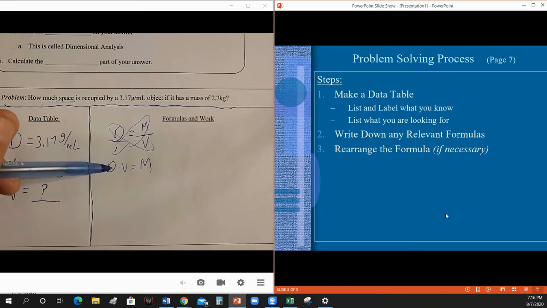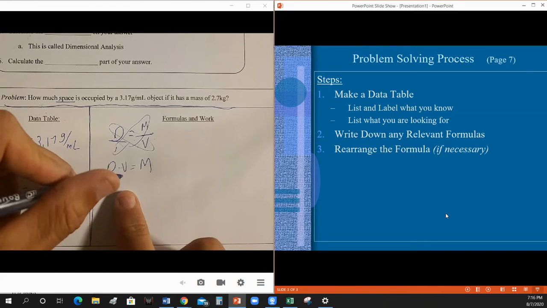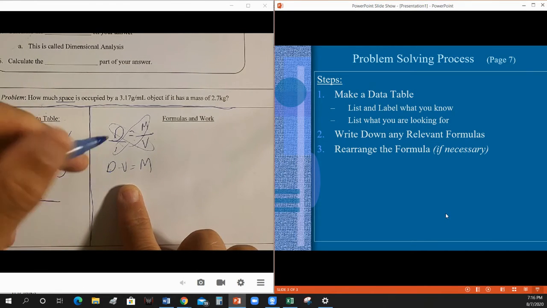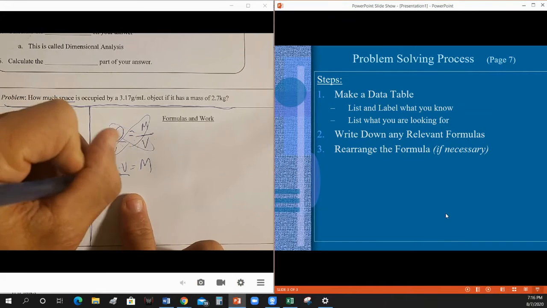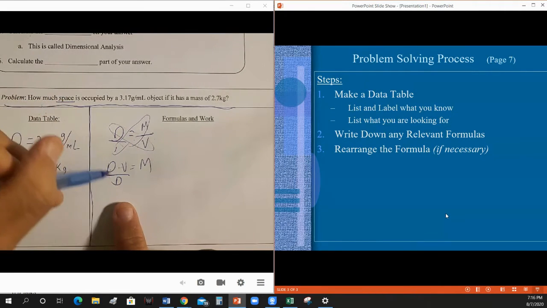But we're not done because our goal was to get v by itself. I got it out of the denominator, which is fine. But now my last step is I need to get rid of this d. So to get rid of multiplication, you divide. So we're going to divide one side.